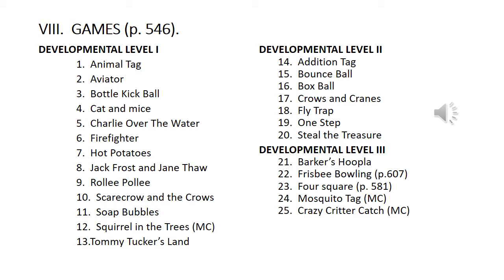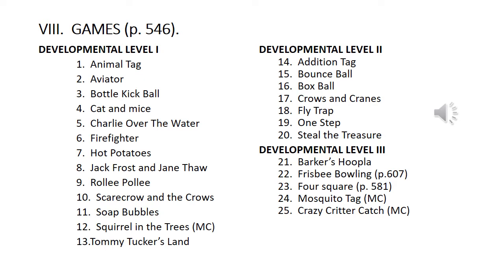A lot of these games focus on individual games for development level 1 and creative play. So there's a lot of low organization about the games because the kids can't do that higher level of thinking. So development level 1, grades K through 2. So whoever has numbers 1 through 13, you're going to teach development level 1 games.